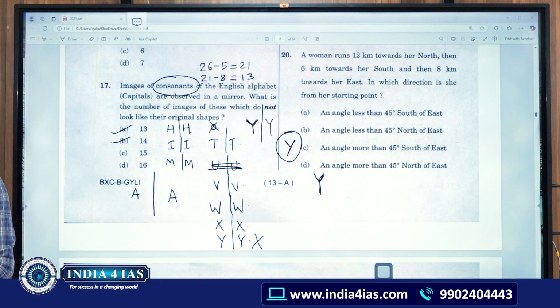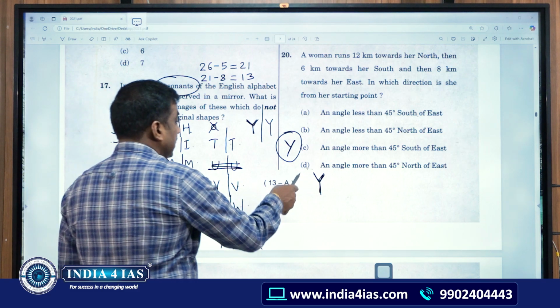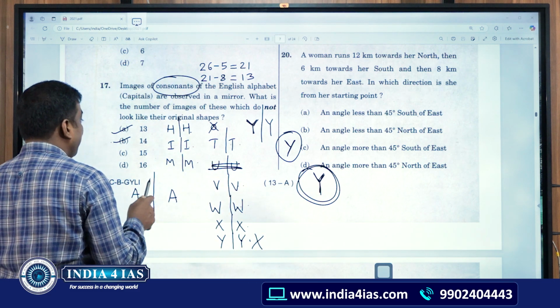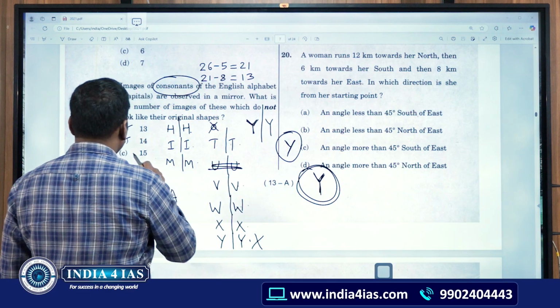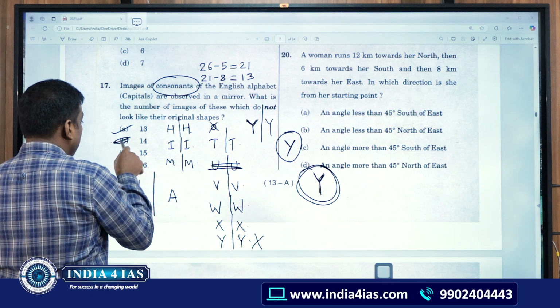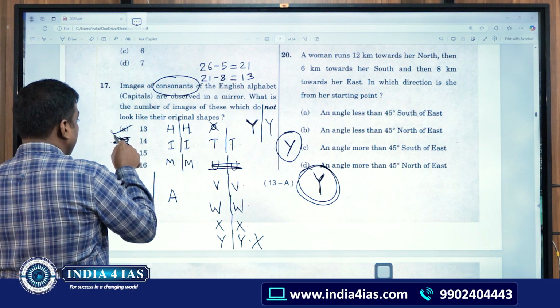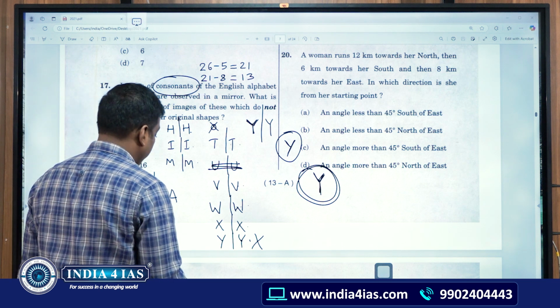So let us check what is the shape of Y generally. Yeah, correct. This is the correct shape of Y, capital Y. So this qualifies to be the same. So the answer is 13.